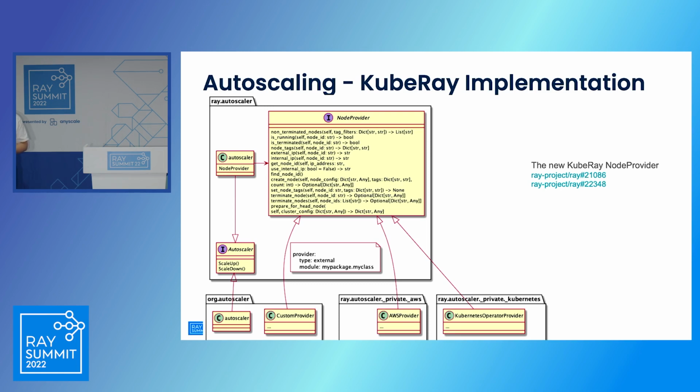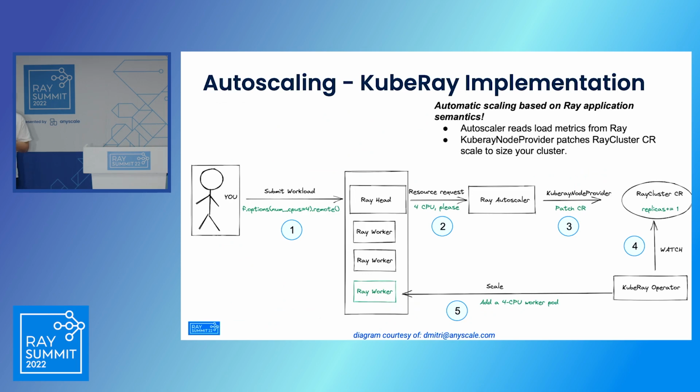So I'll give an example of how it works. The diagram is from Dmitri. Dmitri gave a talk at a Ray meetup to explain how autoscaling works here, so I borrowed the diagram. Imagine when a user wants to submit a workload, in this case, let's say the workload requires 4 GPUs. When it is submitted to the cluster, the Ray head has the mechanism to detect that the cluster doesn't have enough resources, and then it forwards a resource request with 4 GPUs to the Ray autoscaler.